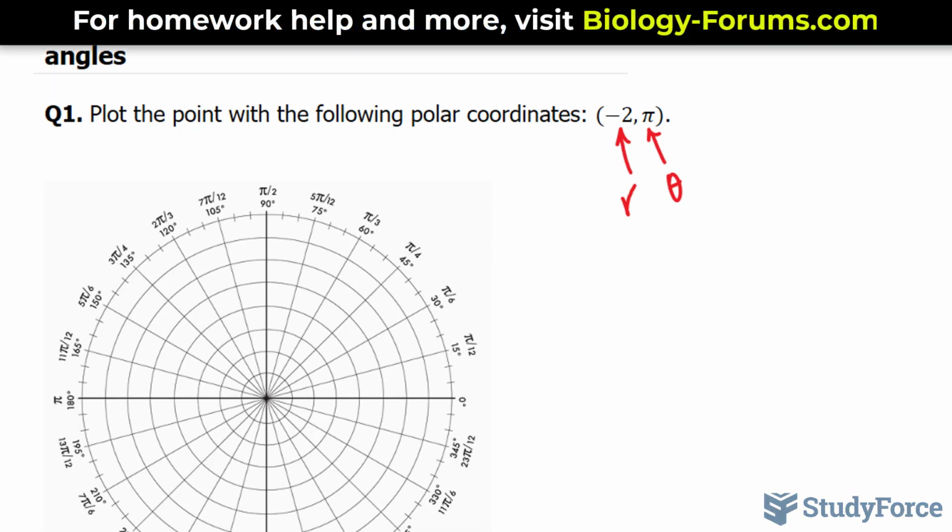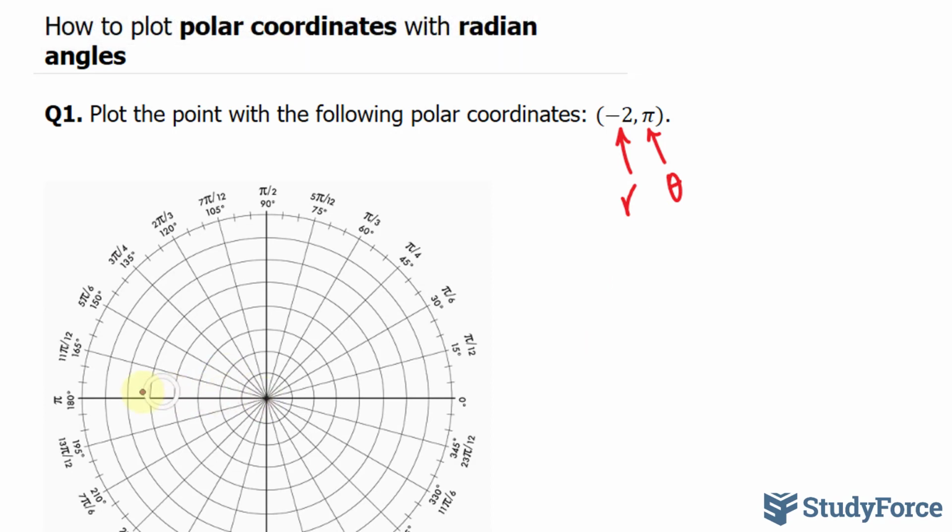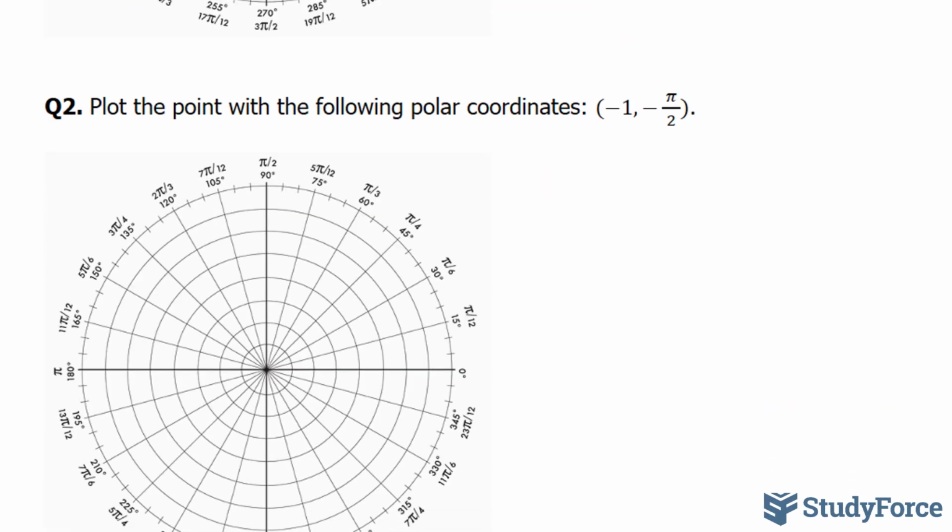Let me demonstrate. Our angle is pi radians, which is over here, and the magnitude of our radius is positive 2. So let's count 2 rings. 1, 2 in the direction of pi. But given that this is negative, our line, rather than going this way, will shoot the other way. So what's in brown, its tip is where our point will be. If that was confusing to you, let's do another example.